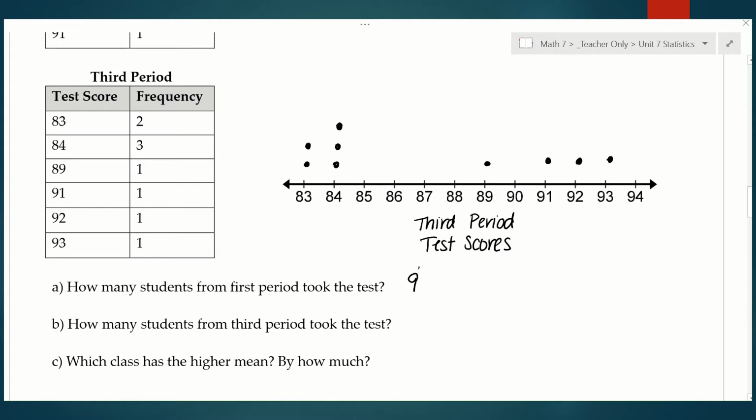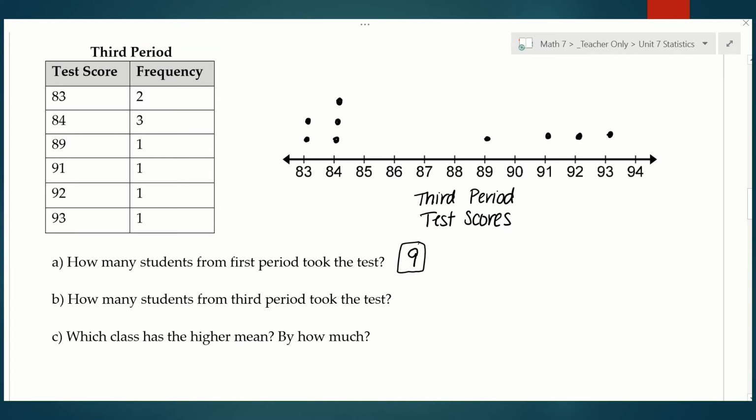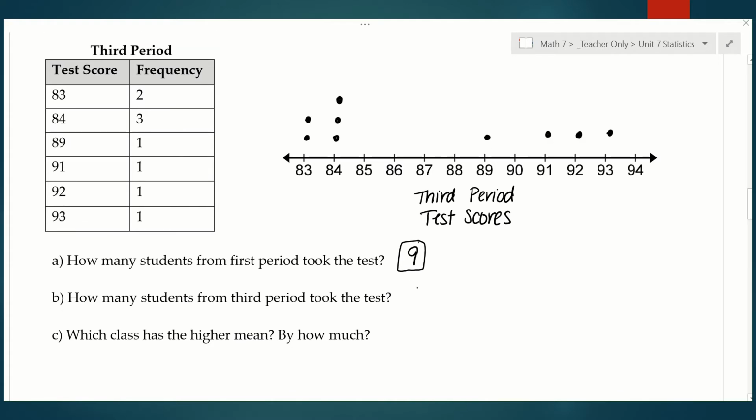Let's do the same thing for B. So this now is asking how many students from third period took the test. So again, we're going to add up how many dots are on our dot plot. And I'm getting 9 for there also.